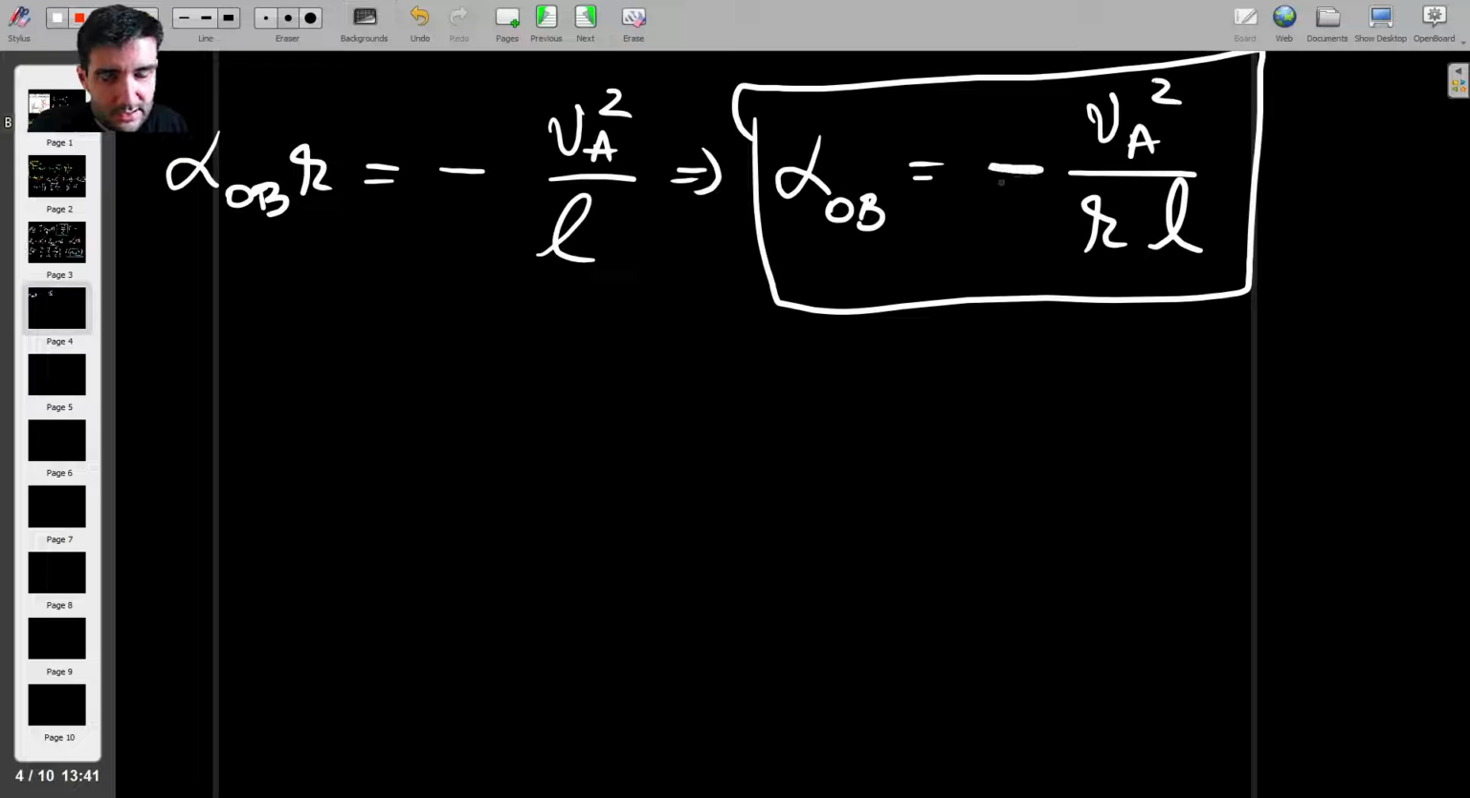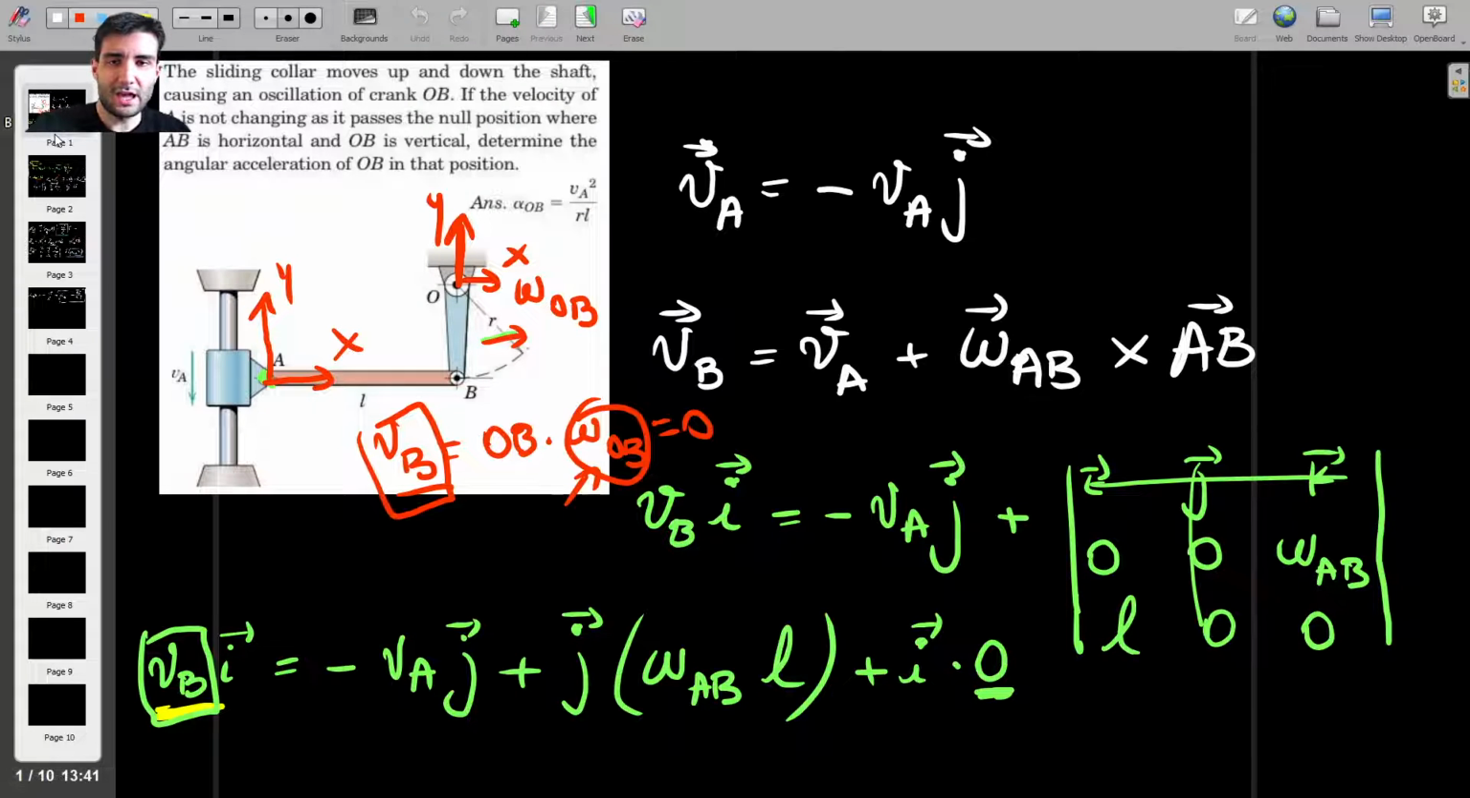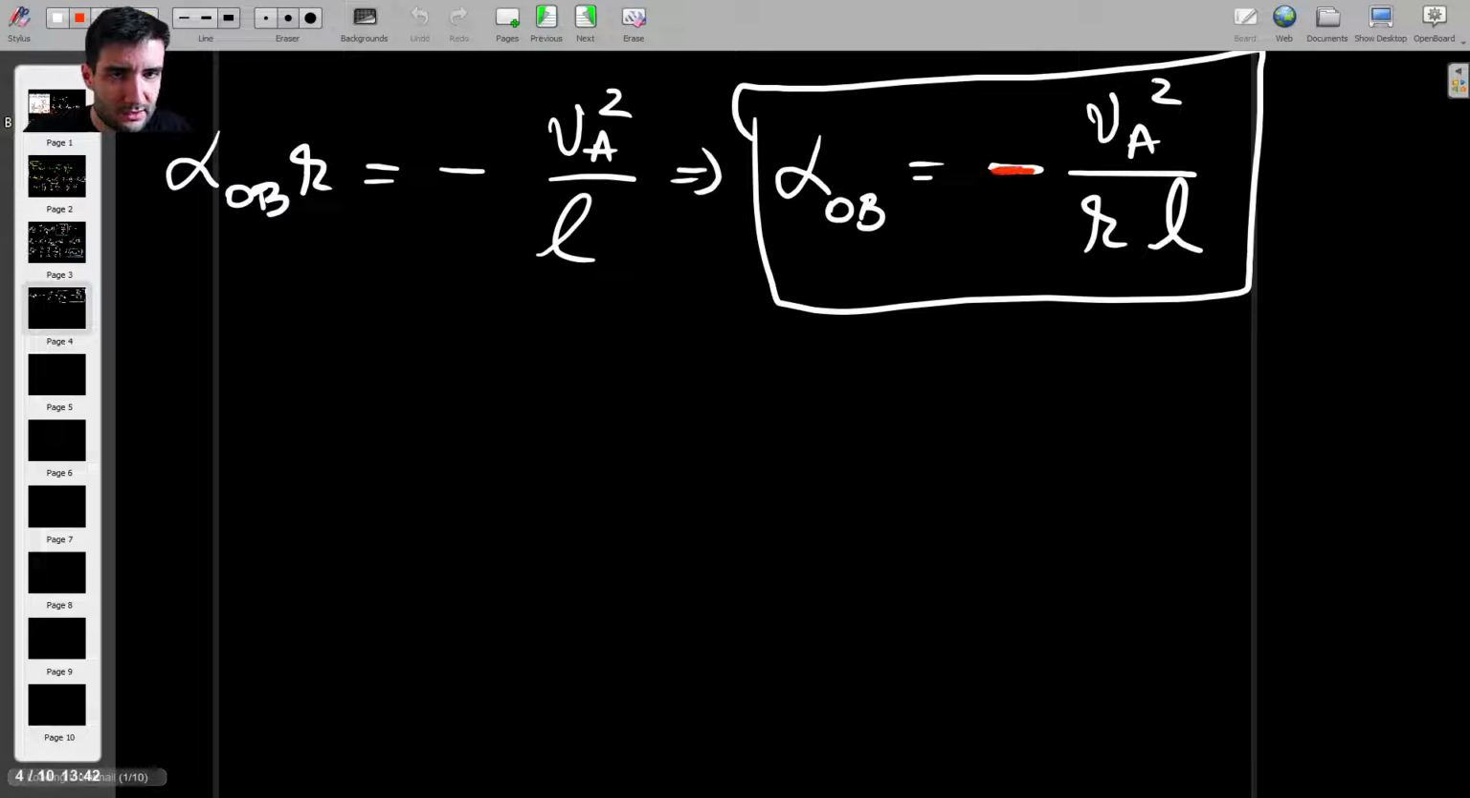And of course, this minus sign tells you that the angular acceleration is going to be clockwise. And it makes sense if you think about it, because as point A starts going down, so point A has a downward velocity, then this AB link is going to start dragging the OB link in a clockwise direction. So it will accelerate OB clockwise, and this is why we have this minus sign in front of the angular acceleration. And that's the end of the question.